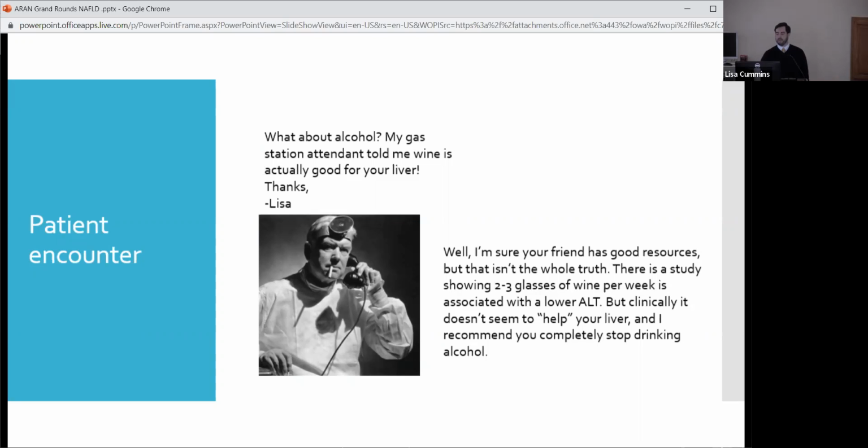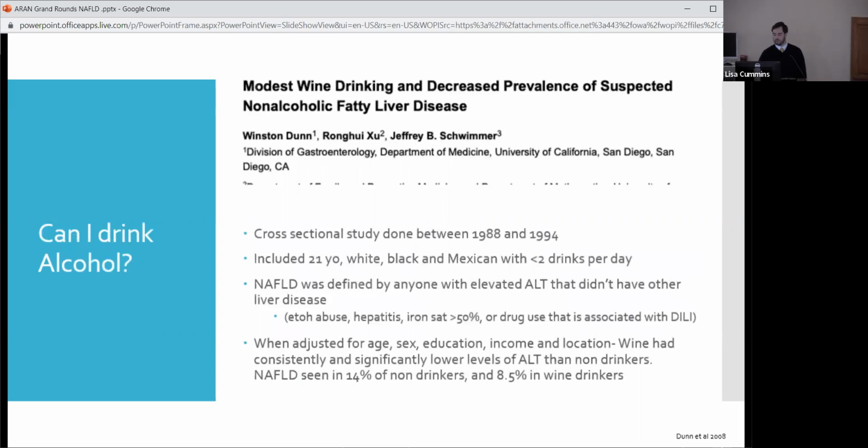A lot of this information is coming from a study that was done about 10, 20 years ago. This was a big cross-sectional study. They looked at patients from 88 to 94. They looked at 21-year-olds across all the different ethnicities you could think of, and all these people were drinking less than 2 glasses a day. And when you factored out age, sex, education, location of the country they were from, they showed that people who had a couple glasses of wine had a lower incidence rate than people who had no alcohol at all. So that's where that information came from.